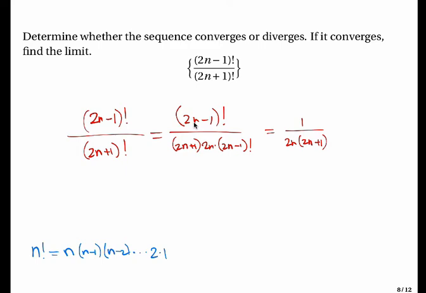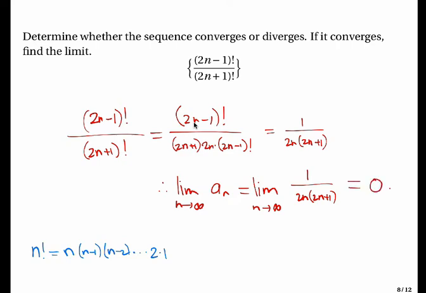And therefore, we get the limit as n approaches infinity of a sub n equal to the limit as n approaches infinity of 1 over 2n times (2n plus 1). And we easily see that this is equal to 0. And therefore, this sequence here is convergent.